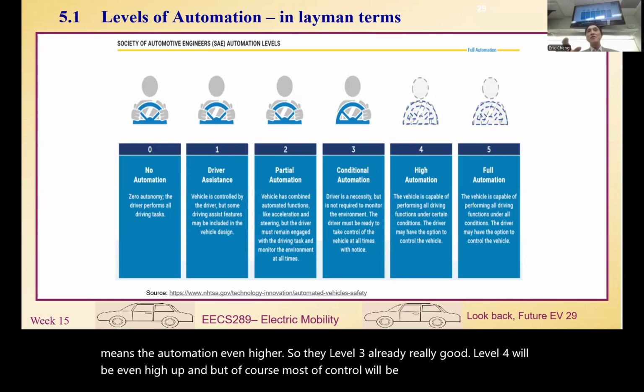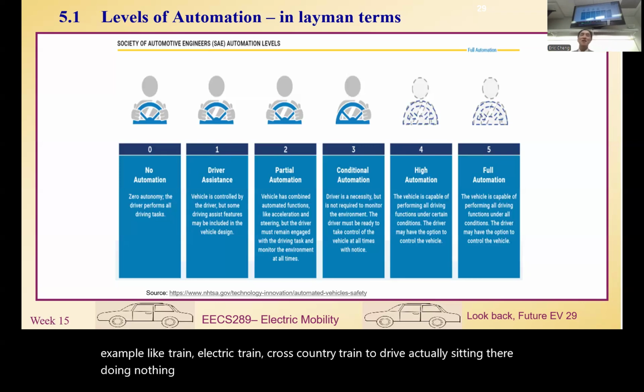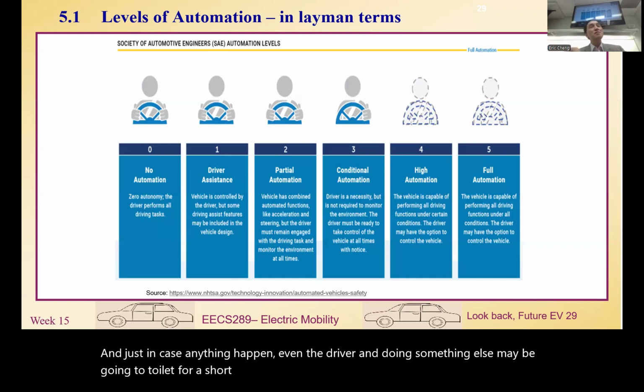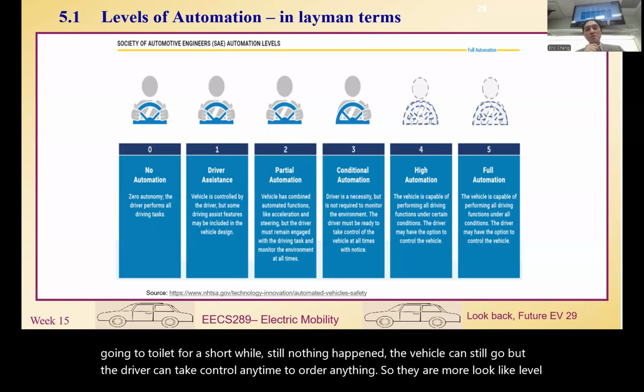For example, like an electric train, a cross-country train, the driver is actually sitting there doing nothing. They sit there just in case anything happens. Even if the driver is doing something else, maybe going to the toilet for a short while, still nothing happens. The vehicle can still go. But the driver can take control anytime to give any order. So it looks more like level 5, sorry, level 4.